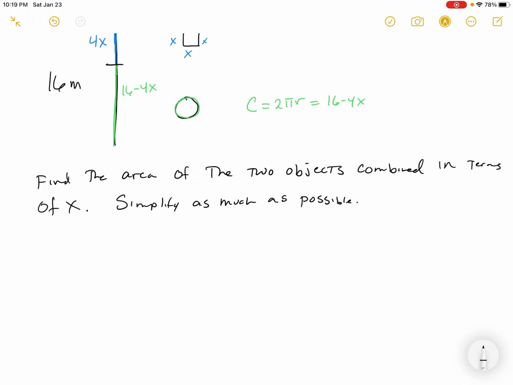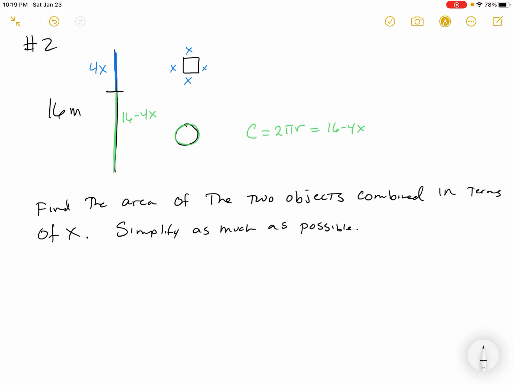But here we go. Well, you know the area of a square. So let's talk about the area of this square. So I'm going to come back up, or maybe I'll stay here. So we have this square of side length x.